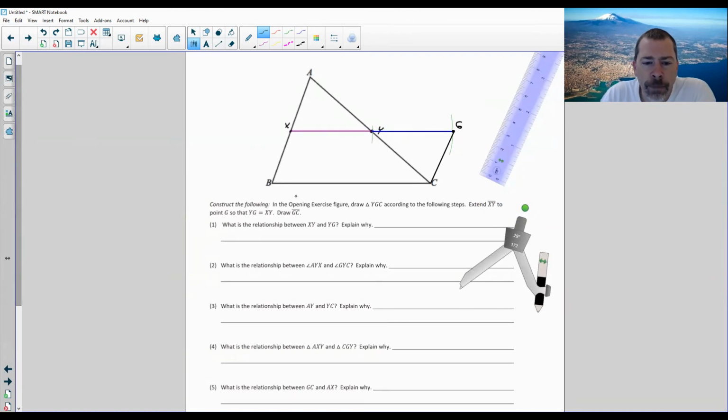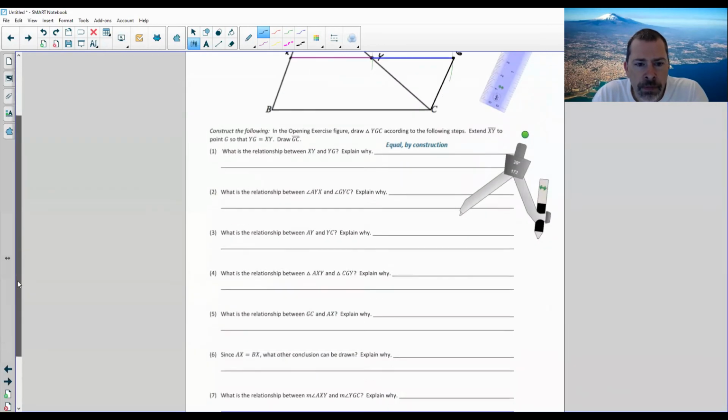Construct the following. In the opening exercise figure, we did that. Okay, what is the relationship between XY and YG? And explain why. Okay, they're equal. Why? We constructed it that way. Pretty simple, yes. Let's get that out of the way.